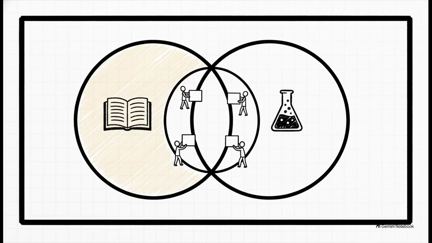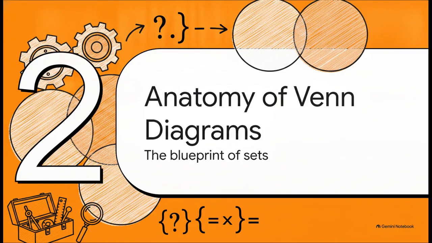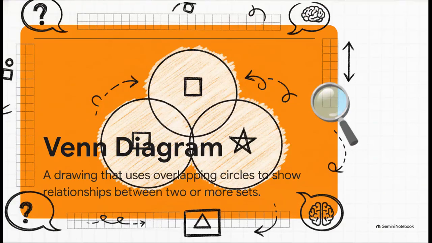Now, to capture this visually, we're going to need a specific tool. Which brings us to part 2. The anatomy of a Venn diagram, the blueprint of sets. Before we put our mathematical hero to work, we need to know what it actually is. A Venn diagram is simply a drawing that uses overlapping circles to show the relationships between 2 or more sets. It is a visual blueprint. By just drawing circles that cross over one another, we create distinct regions that can hold complex information. This lets our brains process relationships almost instantly, rather than staring at a confusing list of numbers.